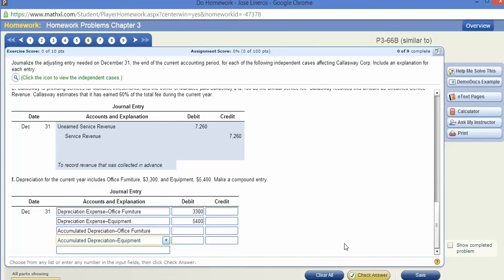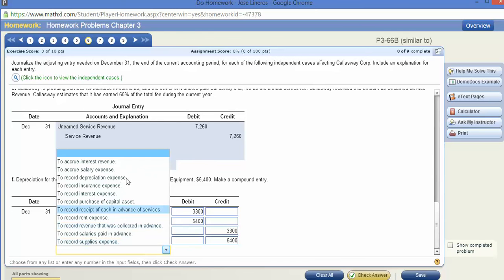Remember that the accumulated depreciation account is a contra account. It basically shows the outside world that the asset that you have on the books, the book value, you can't take it in isolation. You have to subtract the accumulated depreciation. So 3,300, 5,400. And what we're doing here is to record depreciation expense.